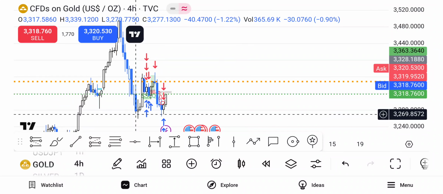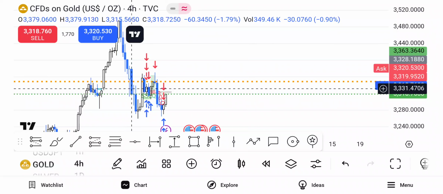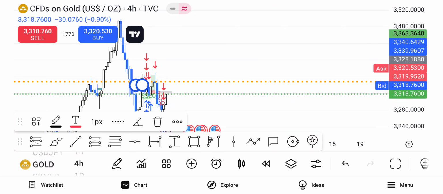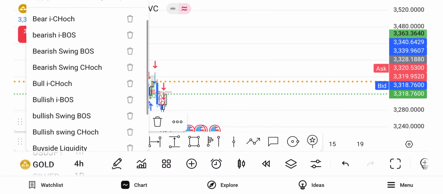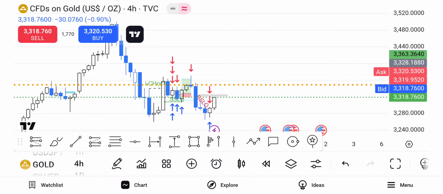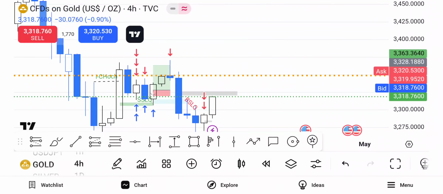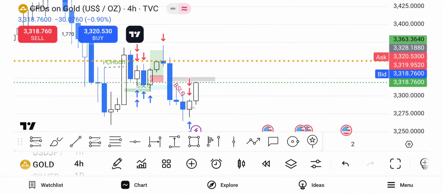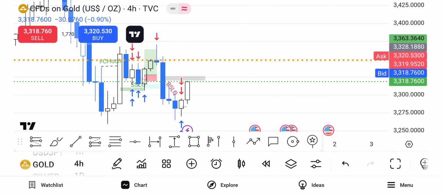How did we determine that the pullback was finished? After the pullback, there was an internal breakup structure right about here. It was right along this line, when it was an internal breakup structure on the bullish chart right about here. So after this bullish internal change of character happened, we were now looking for longs until the pullback or the continuation of the bigger move.